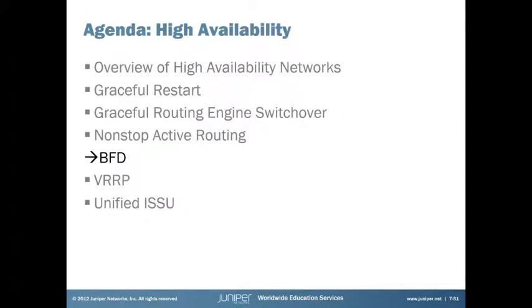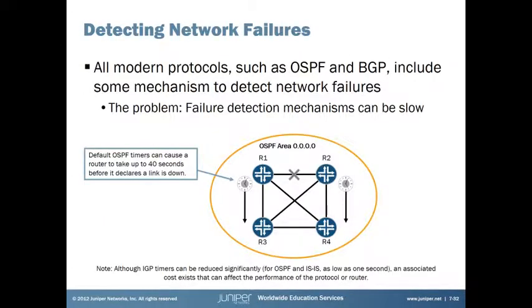This is an interesting one. BFD, it's used in a lot of scenarios. Bidirectional Forwarding Detection. It's used to detect network failures quickly. All modern protocols such as OSPF and BGP include some mechanism to detect failures. The problem is it's fairly slow. OSPF timers can cause a router to take up to 40 seconds before it declares a link is down. 40 seconds is a long time to be forwarding traffic towards a dead link. That's 40 seconds of dropped packets.